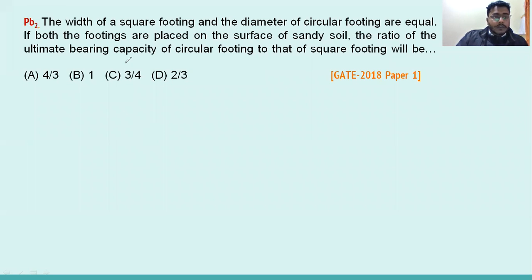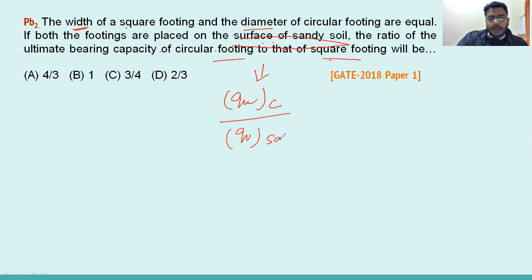You can see in the question it mentions that the width of the square footing and the diameter of the circular footing are equal, right? If both footings are placed on the surface of sandy soil, the ratio of the ultimate bearing capacity of the circular footing to that of a square footing will be. So we have to calculate the ratio of the ultimate bearing capacity of the circular to the square.